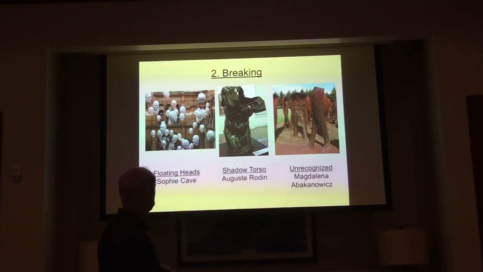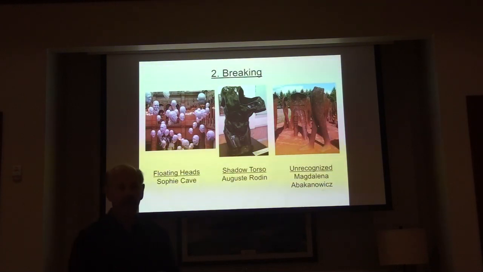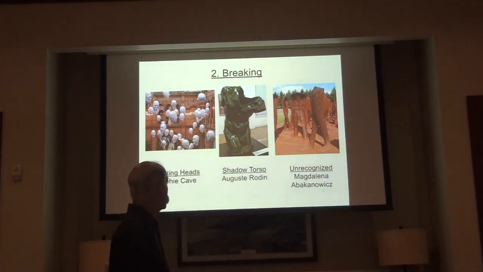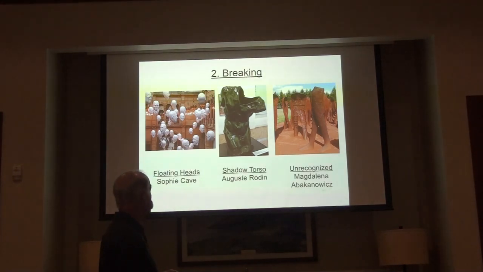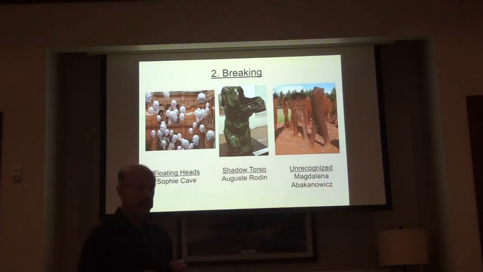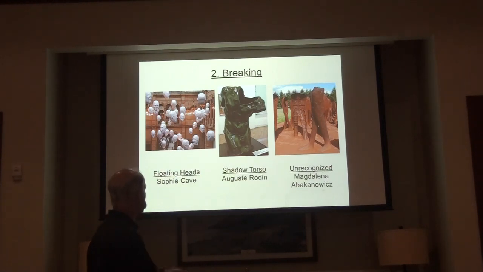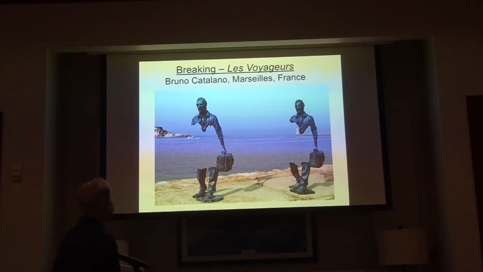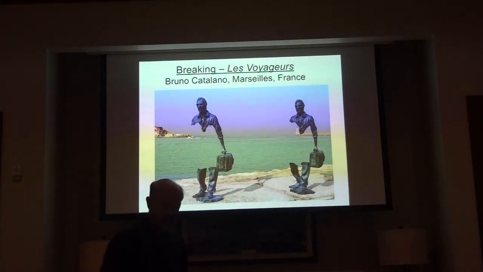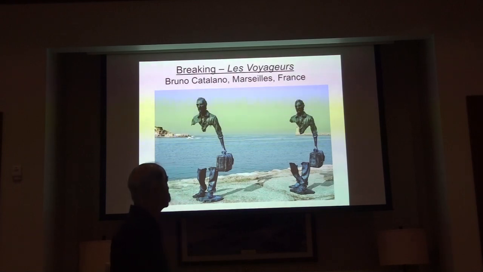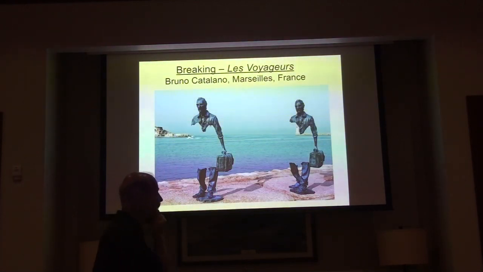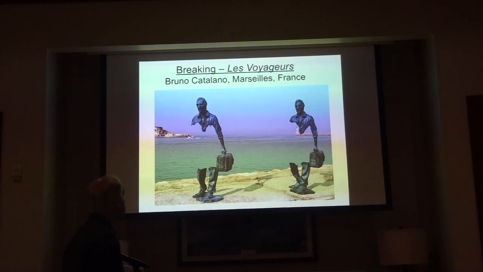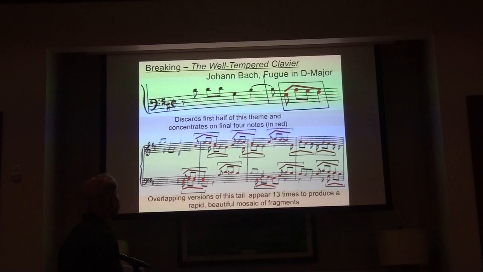Shown on the left is actually the Scottish Smithsonian Institute. They have these heads, and you can see other torsos, I guess, in art. I don't know if we find it appealing to dismember the human form, but this apparently is so. I particularly like this one. It creates a kind of mystical effect, the statue in Marseille, France, on the shores, where it's another form of breaking. Then we have Johannes Bach as a form of breaking.